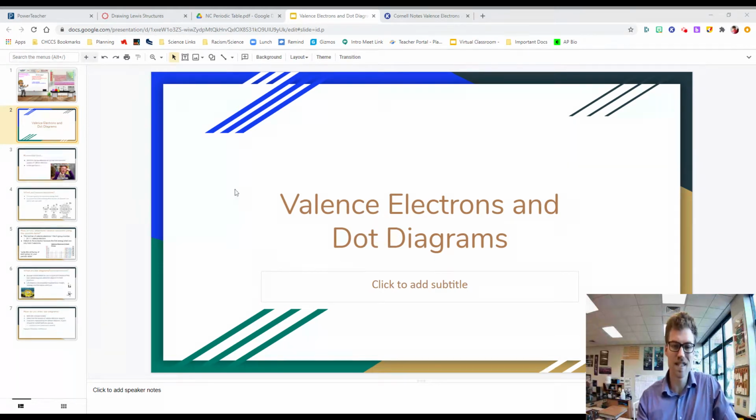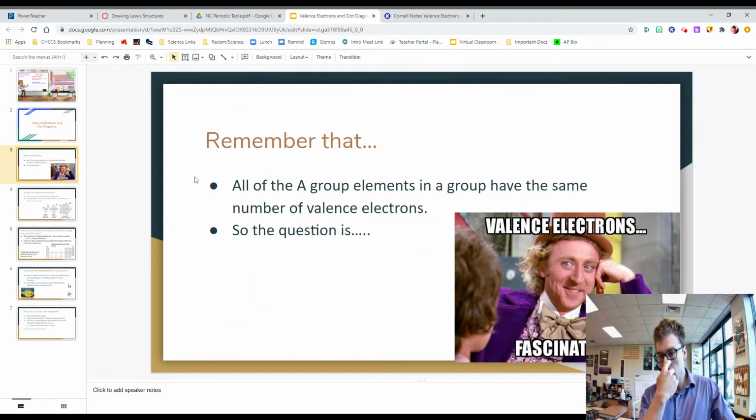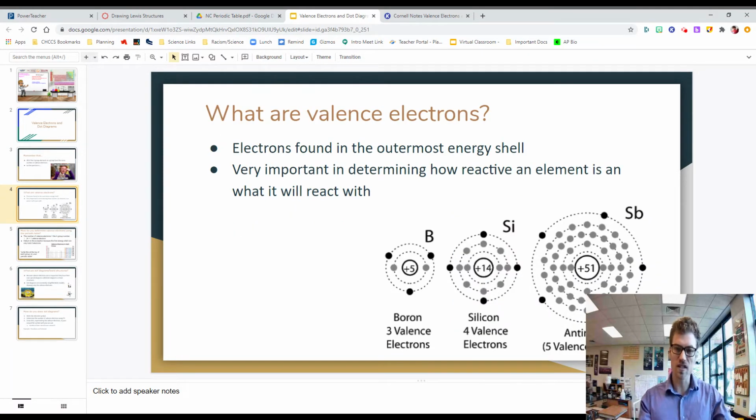Today we're going to be talking about valence electrons and dot diagrams, building on what we were talking about with the periodic table, and hopefully understanding a little bit more of the valence electron thing, which we mentioned in the periodic table notes. So remember that all of the A group elements in a group have the same number of valence electrons. Okay, that was something that we said before, right? So all the alkali metals, all the alkaline earth metals, halogens, noble gases, they all have the same number of valence electrons. So the question is, what the heck are valence electrons?